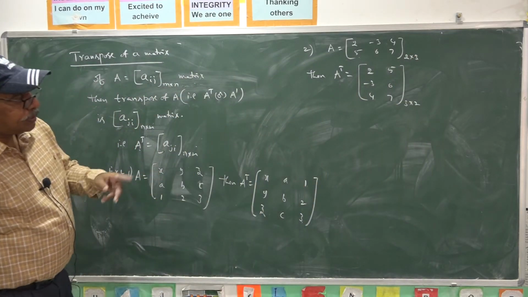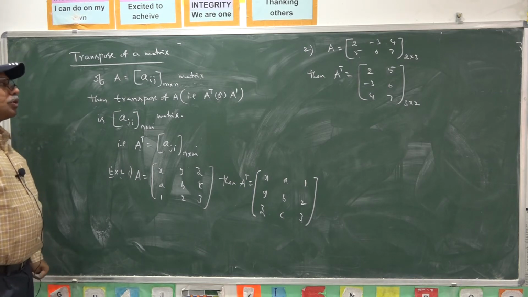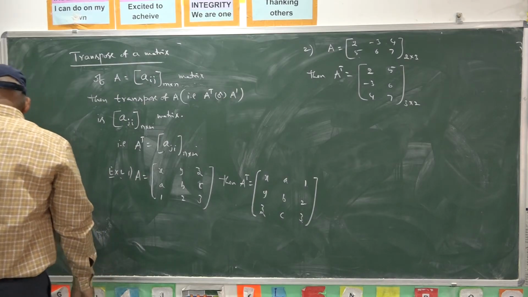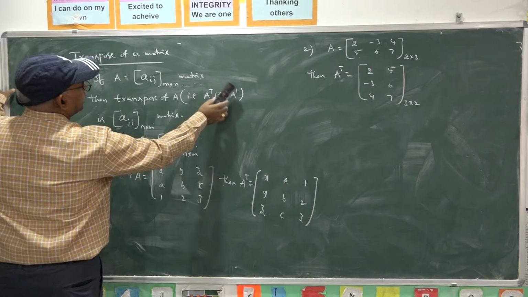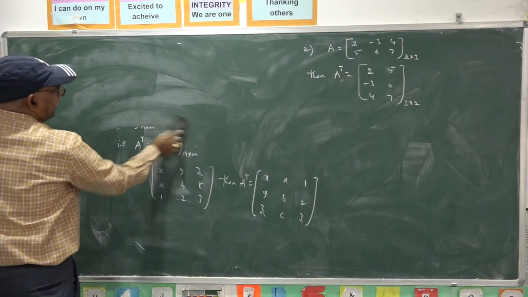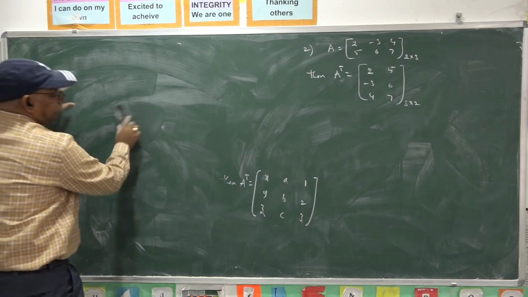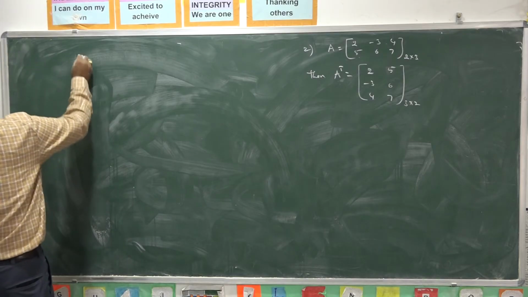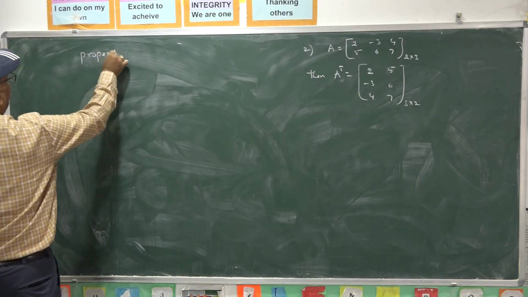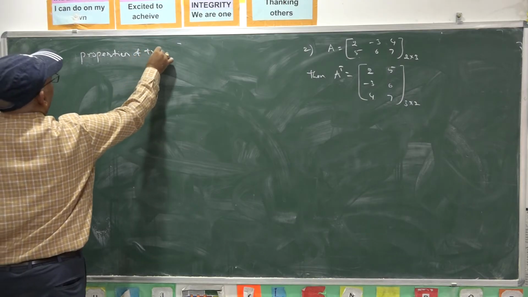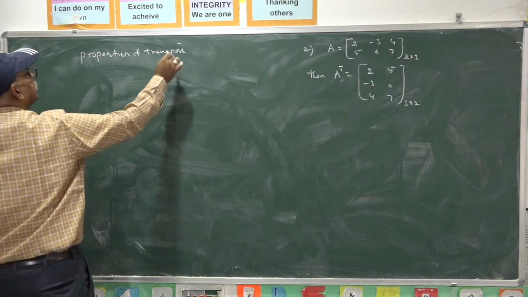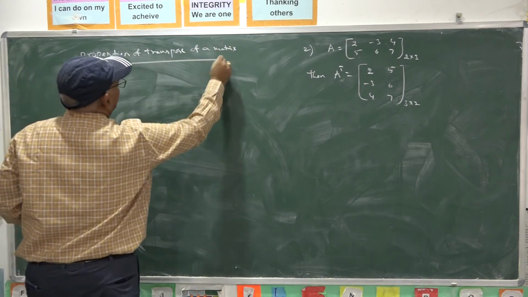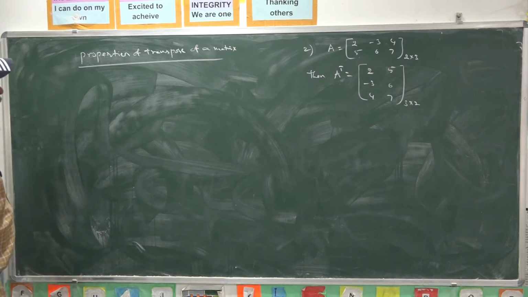So in such a way, once you interchange columns to rows or rows to columns, you get the transpose of the given matrix. Now coming to properties of the transpose of a matrix.